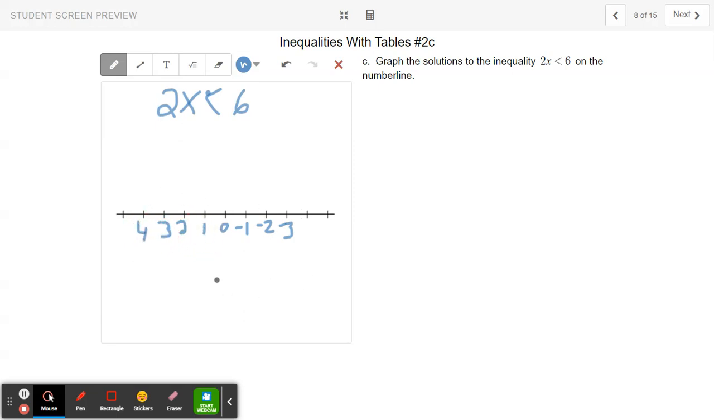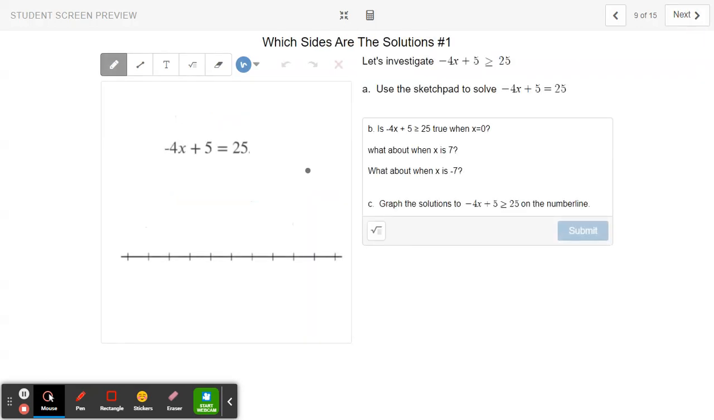So we know if I'm graphing this, it can't be equal to 6. So I'm going to leave a dot open over 3. And we know x has to be less than 3 for this to work. So I'm going to make this go in the less than side, right? So this is showing that.